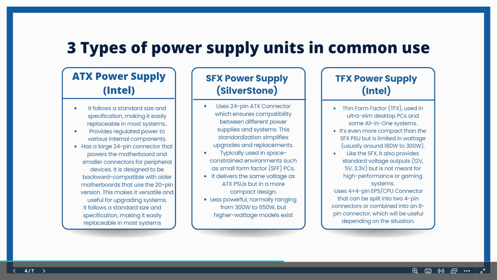3 types of power supply units in common use. First is the ATX power supply, Intel. It follows the standard size and specification, making it easily replaceable in most systems. It provides regulated power to various internal components. It has a large 24-pin connector that powers the motherboard and smaller connectors for peripheral devices. It is designed to be backward compatible with older motherboards that use the 20-pin version. This makes it versatile and useful for upgrading systems.